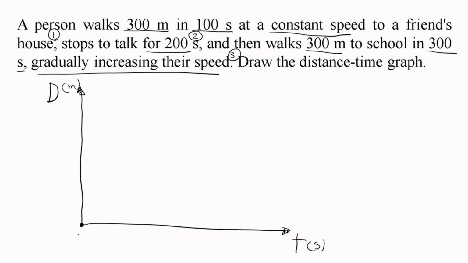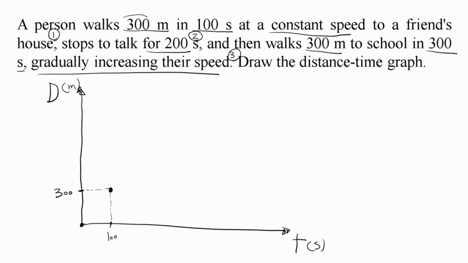What do I have in the first part? A person is supposed to pass 300 meters, right? So I'm going to separate 300 meters on the distance axis, and these 300 meters are going to take 100 seconds, so I'm going to separate 100 seconds on the time axis. I'm going to find the point by continuing them until they intersect. So this would be the ending point of the first part.